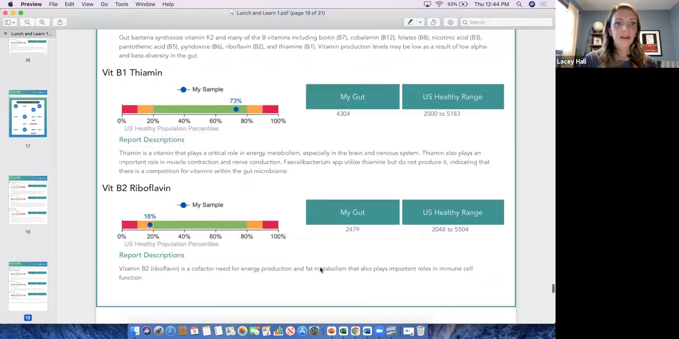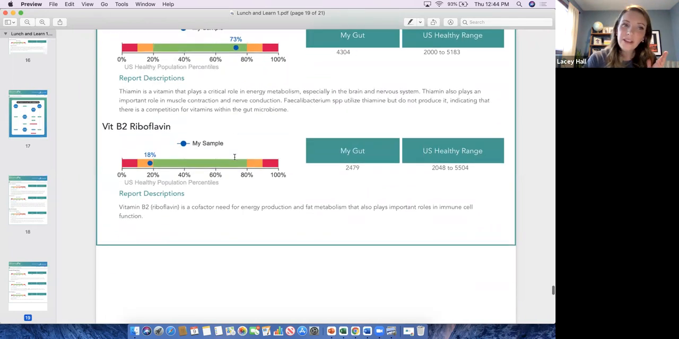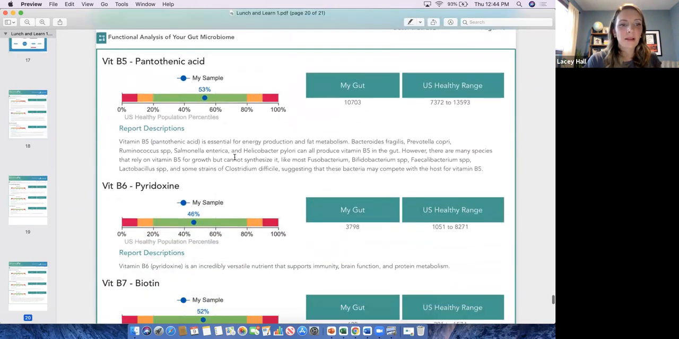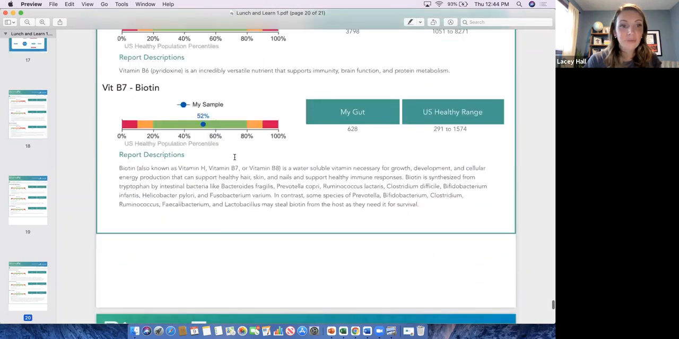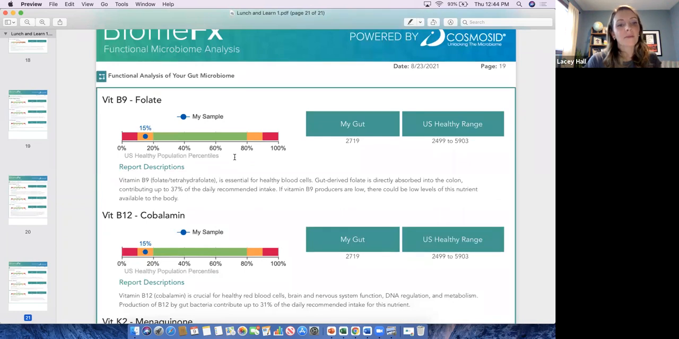Now, you as a human have the benefit of absorbing a lot of these vitamins through the intestinal lumen. Not always, but some of them are more absorbable than others. But this isn't to replace a micronutrient test. I do think a micronutrient test is pretty pivotal to bridging that gap. And so we see here that the gut has adequate thiamine, riboflavin is a little bit low, pantothenic acid is right smack dab in the middle. B6 is pretty good, biotin is pretty good, this one's not so bad. Then we come to folate and cobalamin.